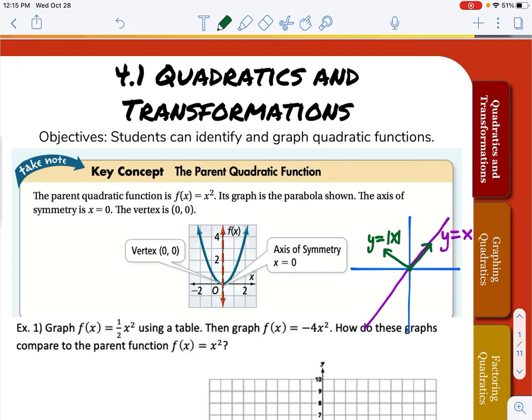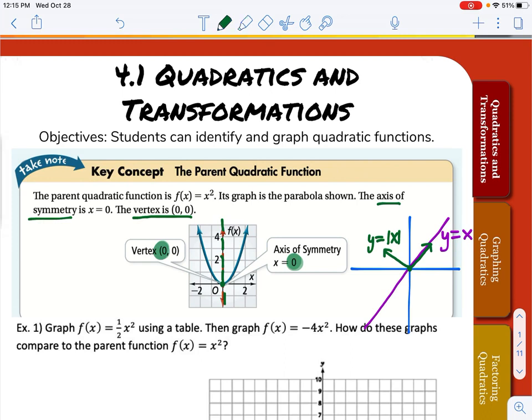So we're going to learn about something called the axis of symmetry and the vertex. Now the vertex of our parent function here, that is where the graph switches directions, is at 0, 0. And then the axis of symmetry goes through that vertex point. So our axis of symmetry, something interesting to notice here, is always the x value of our vertex.